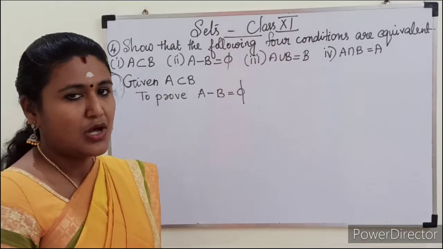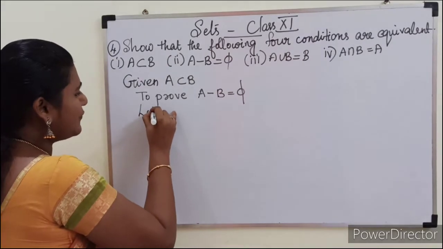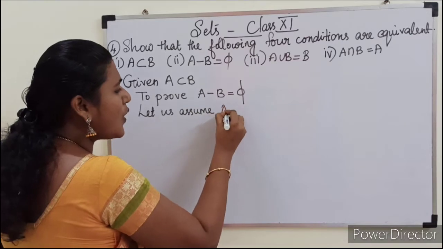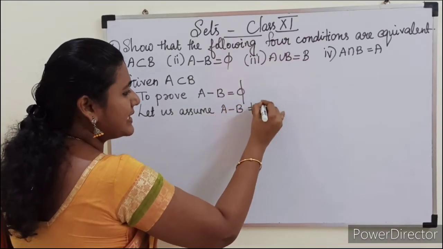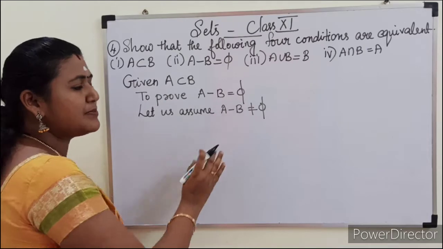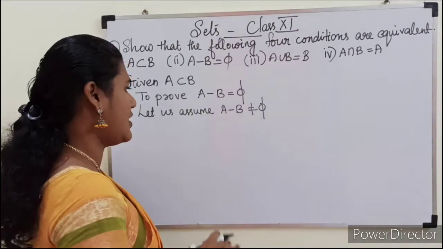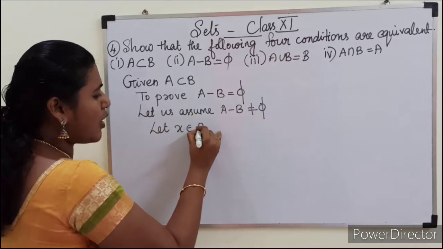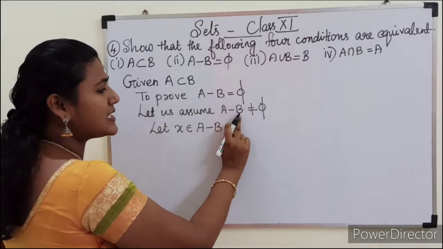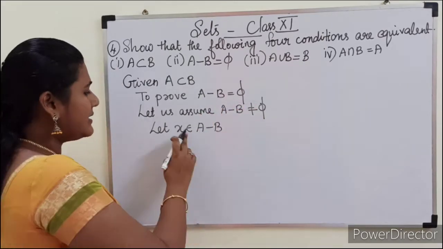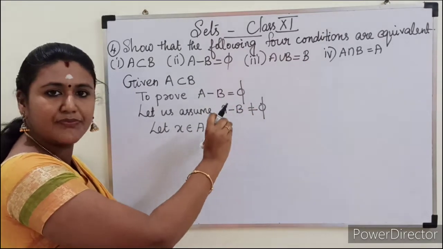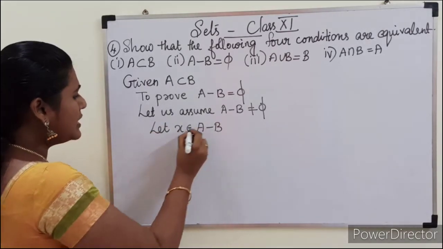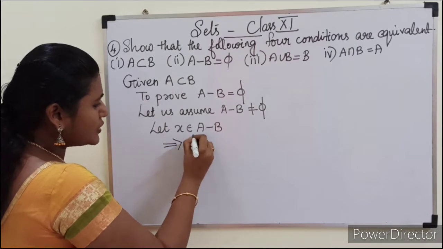For proving this, let us assume A minus B is not a null set. That means A minus B has some elements in it. So let that element, we will take it as X. So let X belongs to A minus B. Since A minus B is not an empty set, some elements will be there in A minus B.